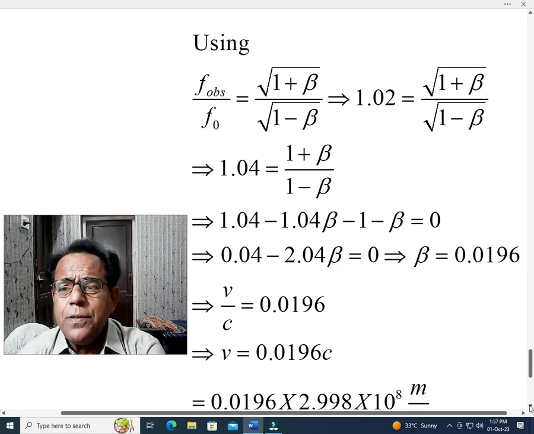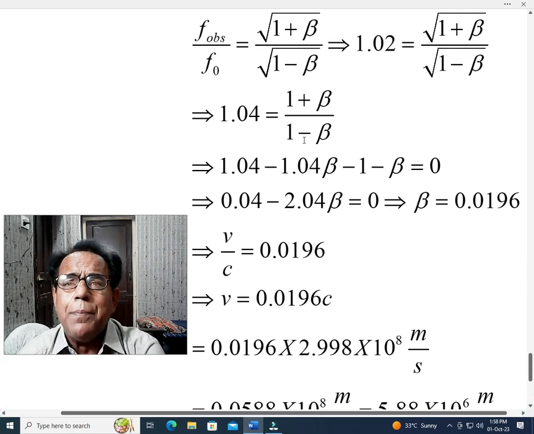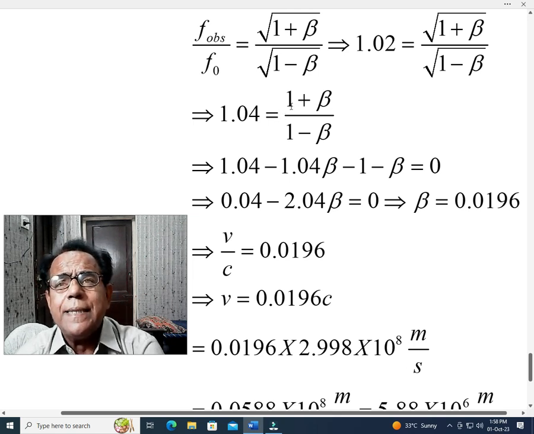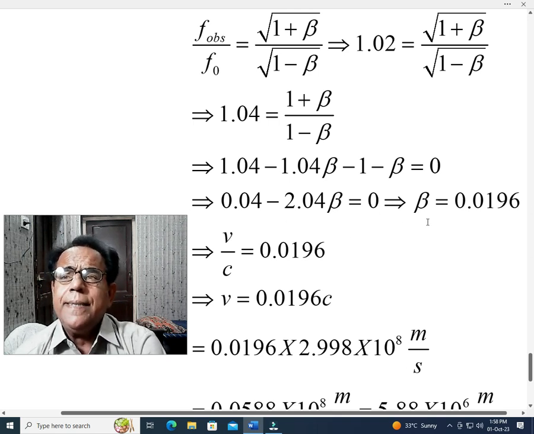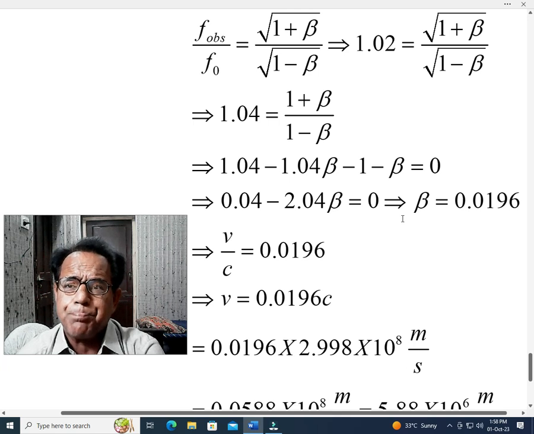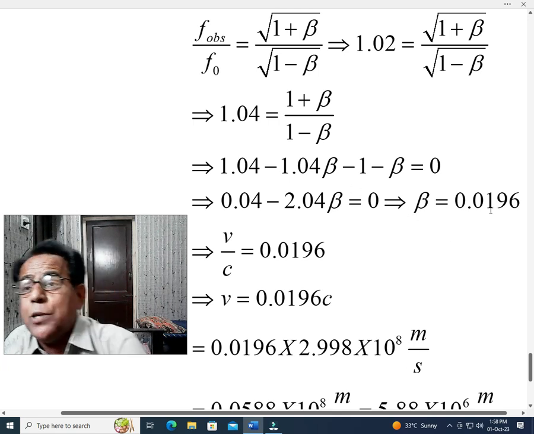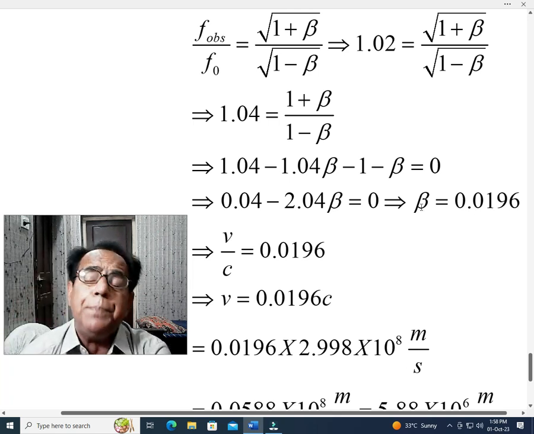Next, this 1 minus beta will be multiplied with this, and this factor will be shifted to the other side of equality, and their signs will be reversed. Then just simplification. After simplifying, beta has become equal to this, and we know that beta, what is beta?